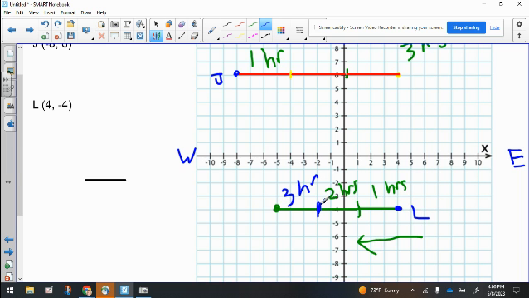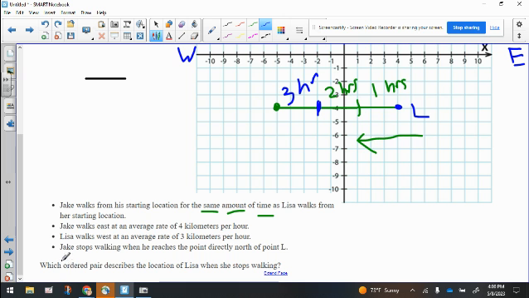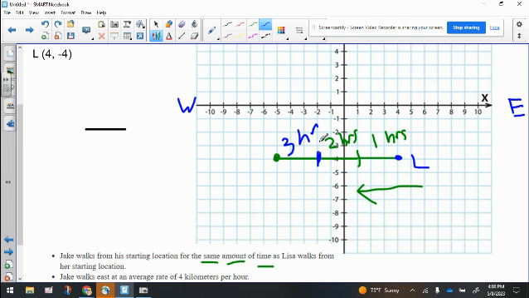So what is the question actually asking? It says, which ordered pair describes the location of Lisa when she stops walking? She stops walking here because she's walked for 3 hours, the same amount of time. So basically what you're finding out is the ordered pair of this dot right here that I'm pointing at, and that will be your correct answer.